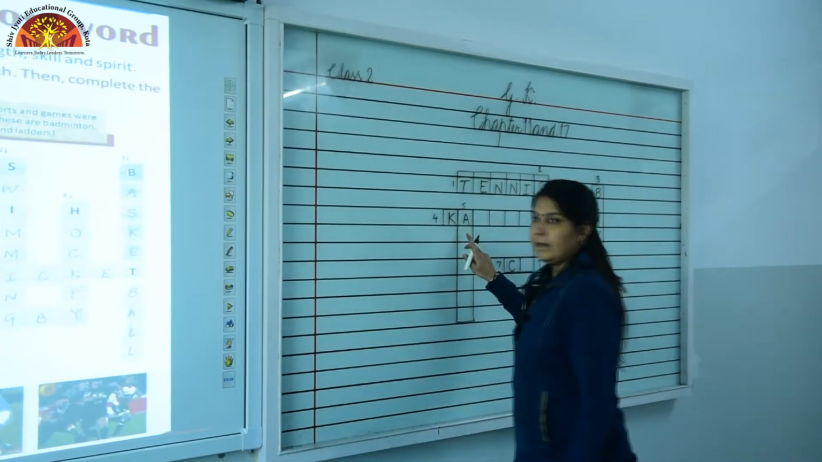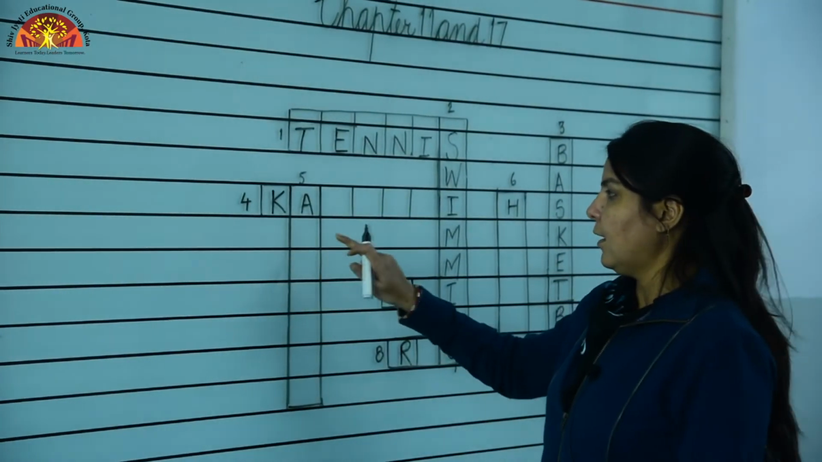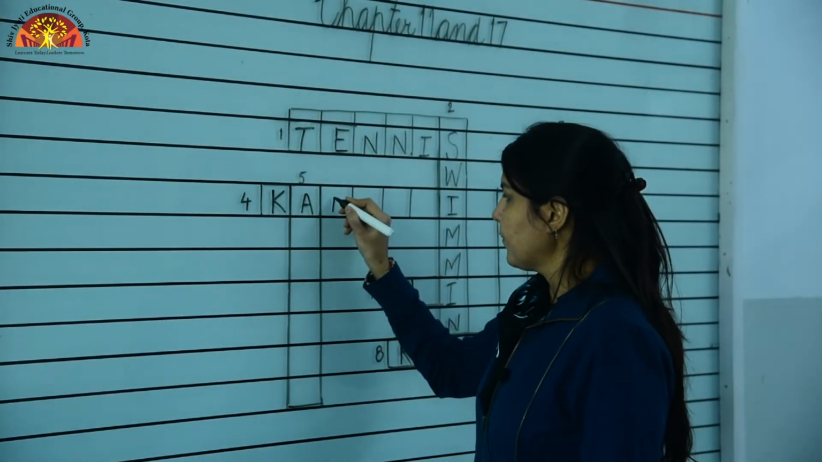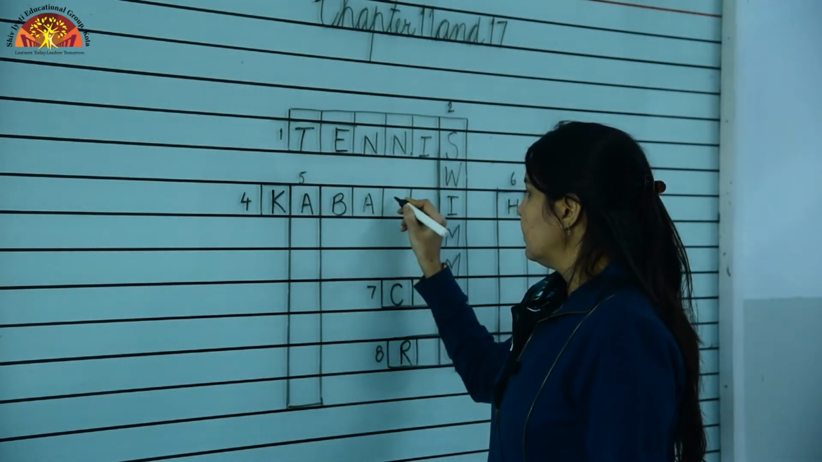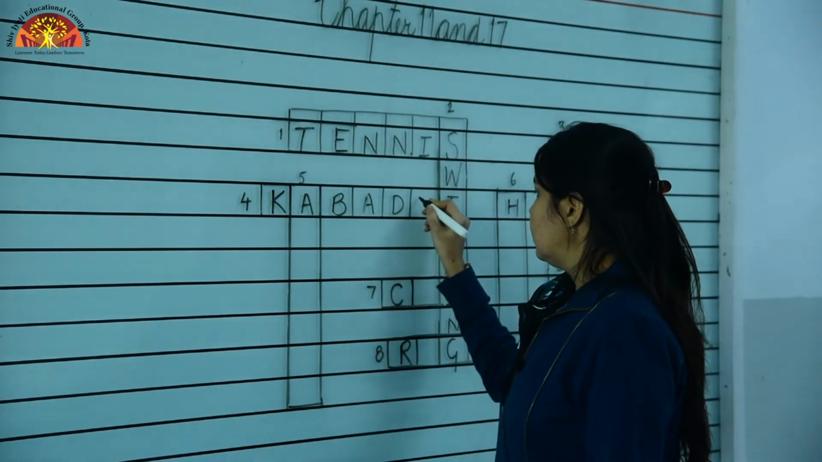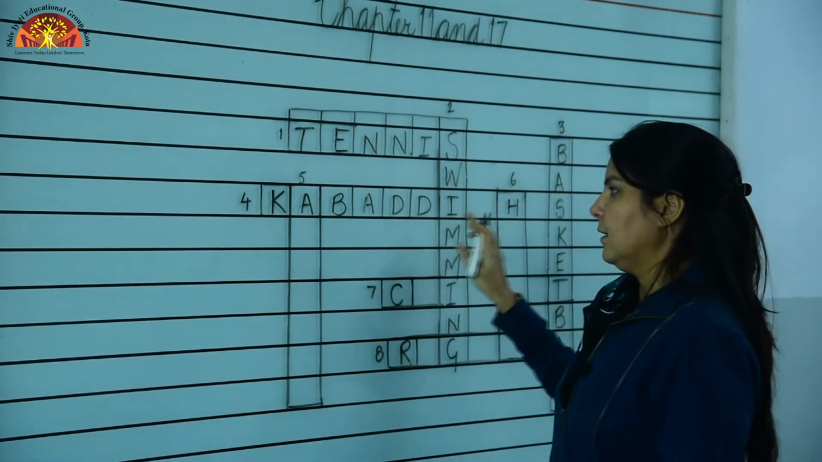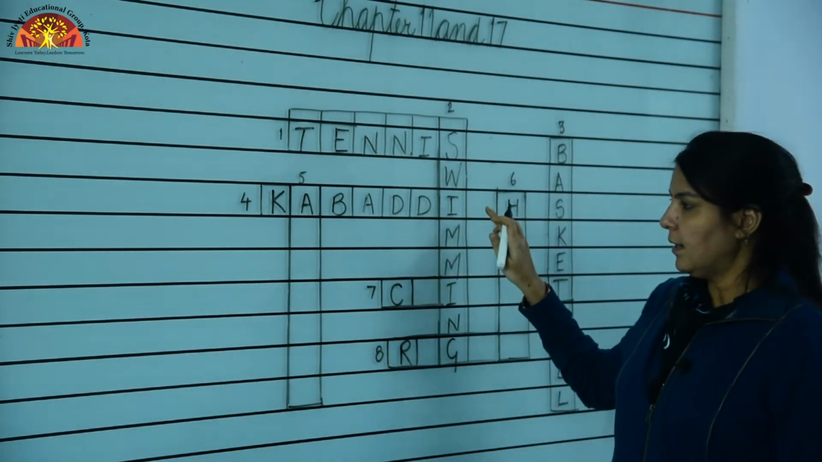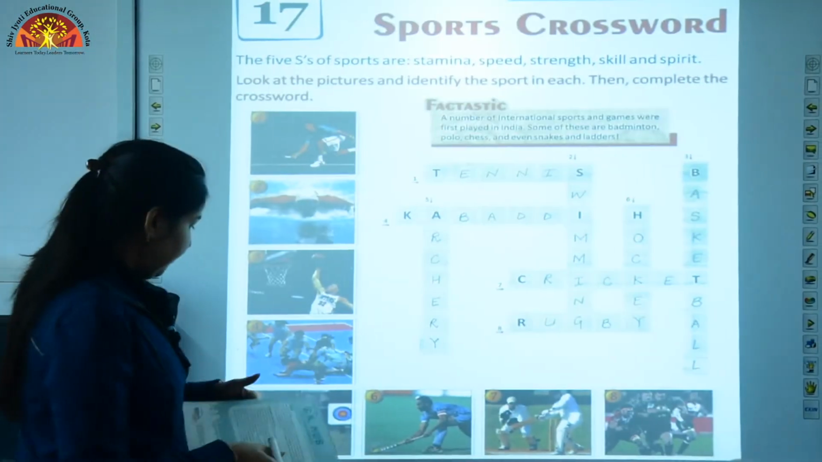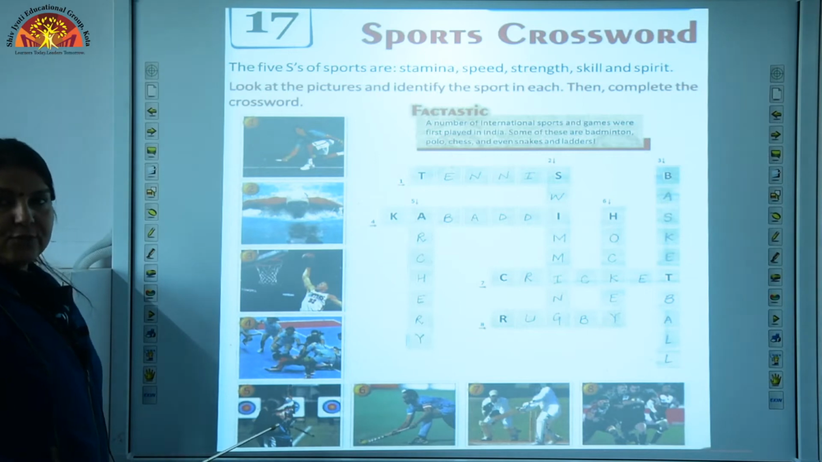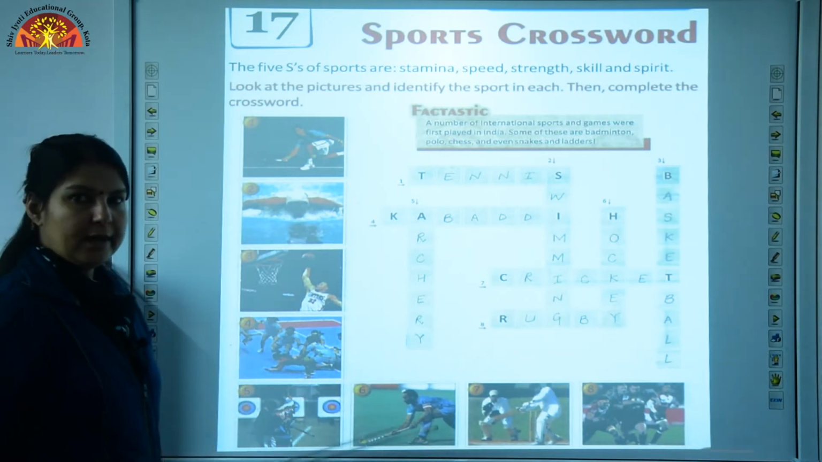K and A already written. Now we will write B, A, D, D, I. This is the spelling of kabaddi. Now the next sport is number 5, archery. What is this? This is archery and this is a game of shooting arrows.